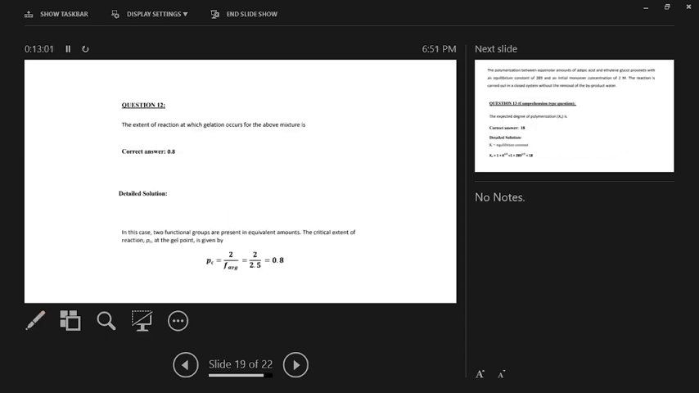Okay, then question number 12. Question number 12 is asking the extent of the reaction at which gelation occurs for the above mixture. So when will gelation occur? It has one formula. In the case where two functional groups are present in equivalent amount, the critical extent of reaction Pc at the gel point. Pc means the conversion at which gelation occurs.